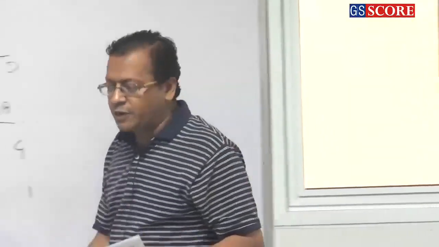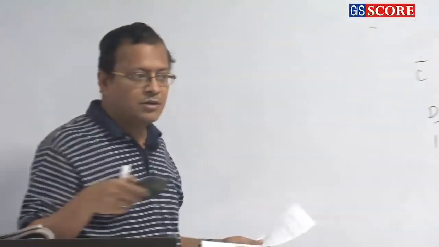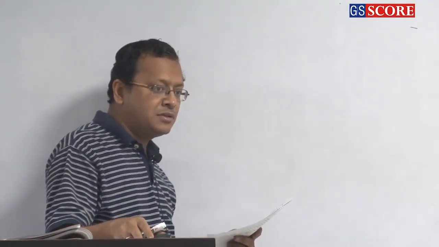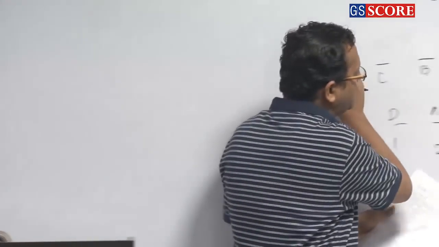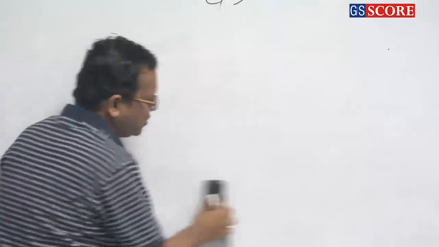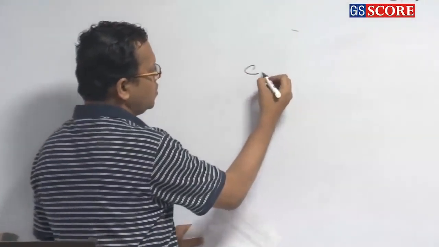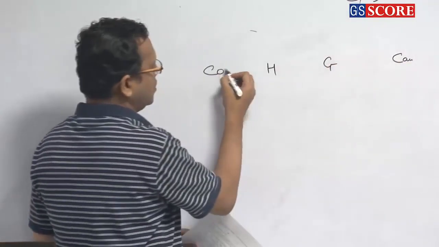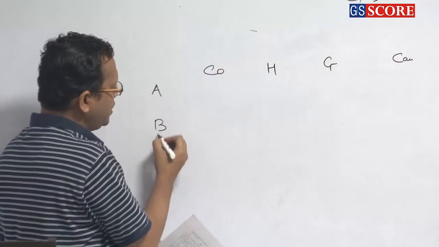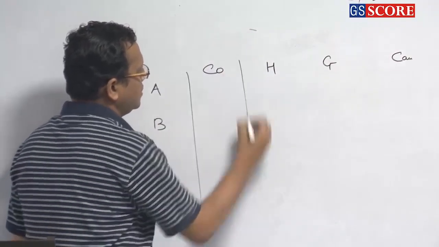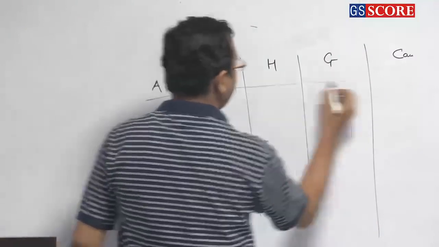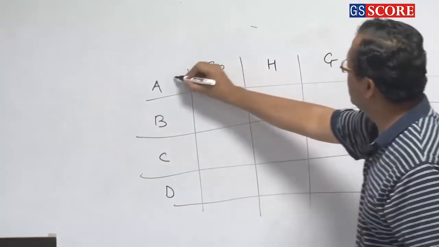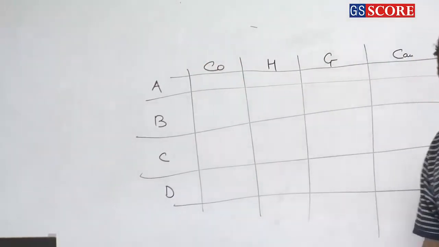Okay, 23rd and 24th. Did you do? 21 is first and third place only. 23rd and 24th. Now, this is A, B, C, D. These are the 4 people.